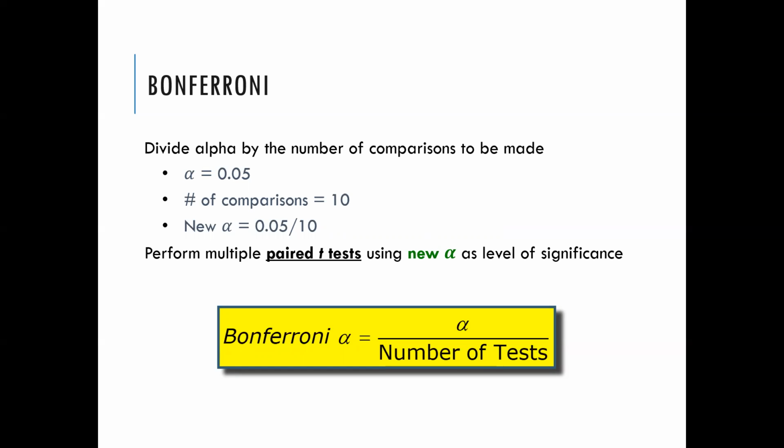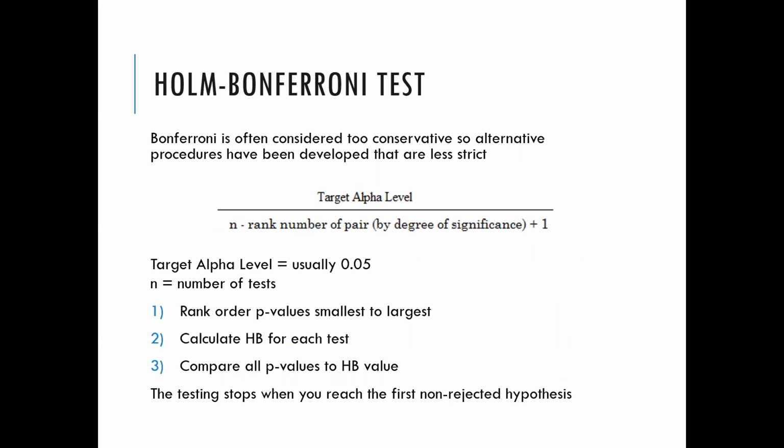And you can see that if we have many, many different comparisons, and this is actually the case in a lot of genome-wide association studies where we're making thousands of comparisons, this new alpha level can become very, very small. And this is what we mean by it's a very conservative test. And so we might actually miss truly significant results. So again, the Bonferroni is often considered too conservative, so alternative procedures have been developed.